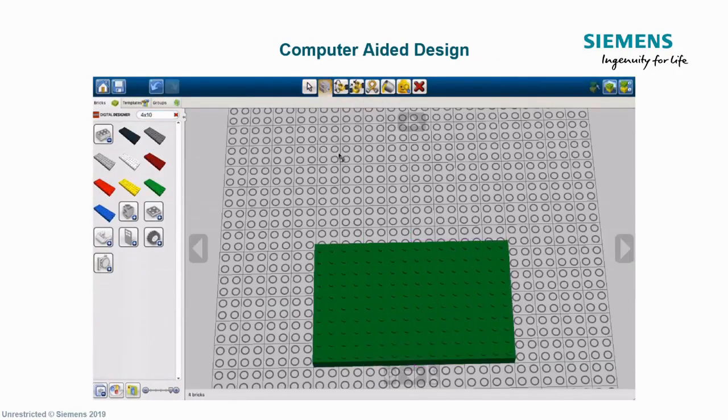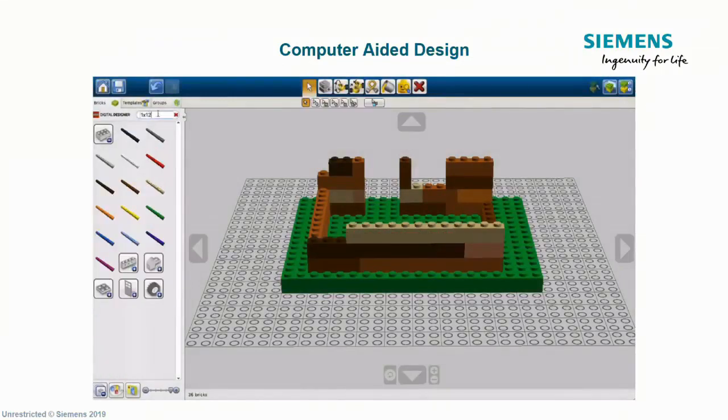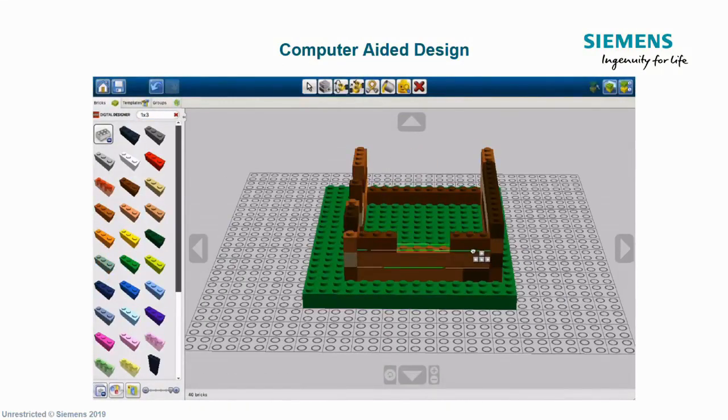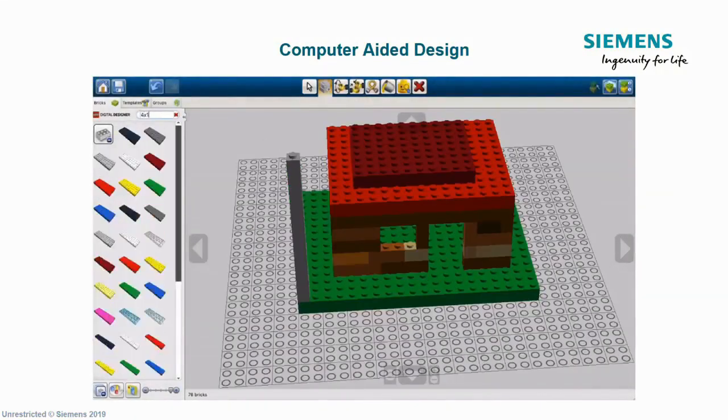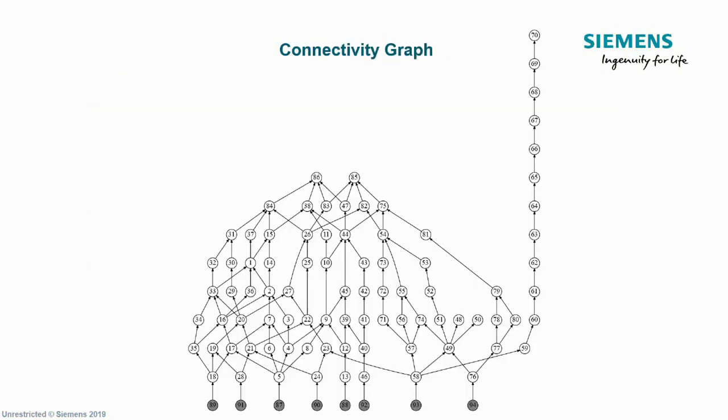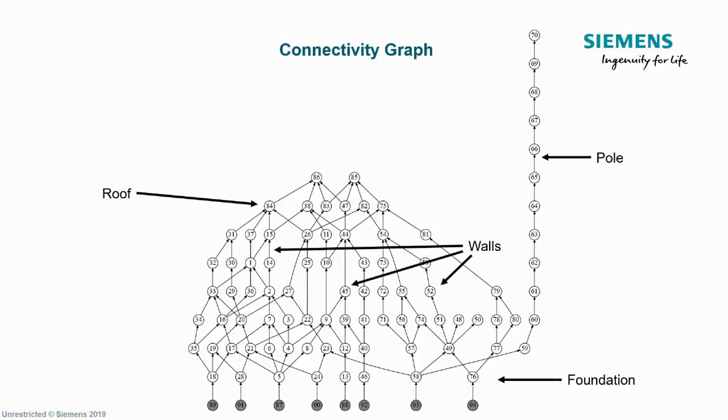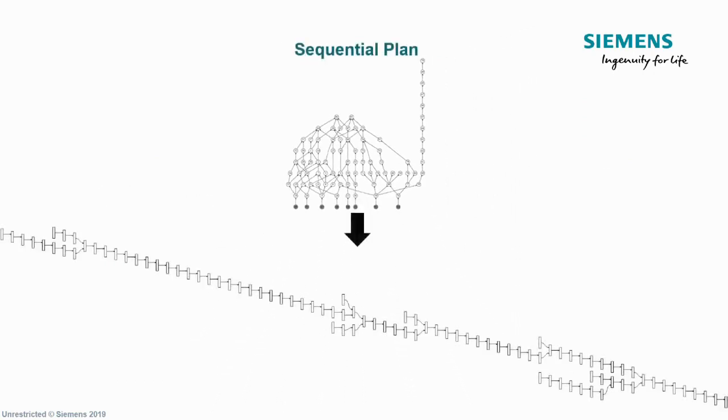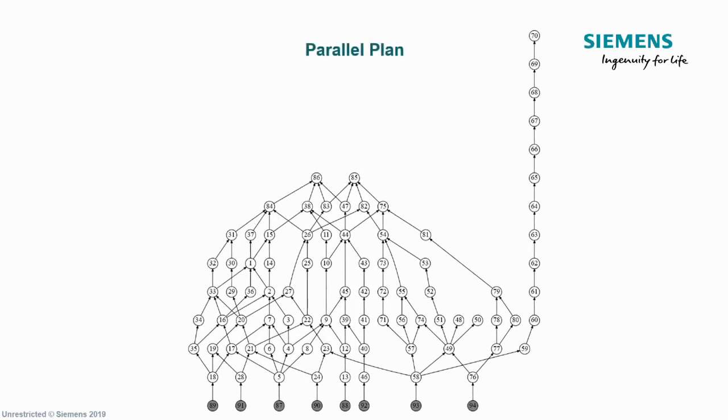Before starting with the assembly planning, the assembly must be designed. In this case, we create an LDRAW model of the house. From the textual representation of the CAD model, we infer the corresponding connectivity graph. By topologically ordering the edges of the connectivity graph, we generate a sequential plan. For a fast assembly, we need to create a plan that allows for parallelism.